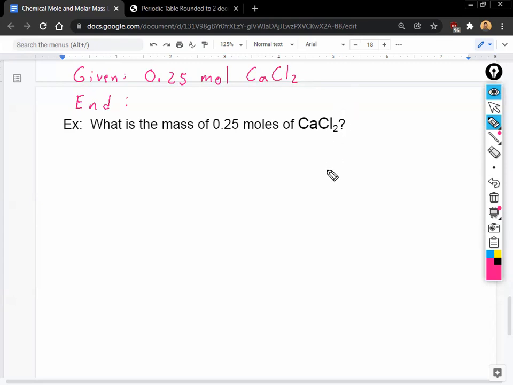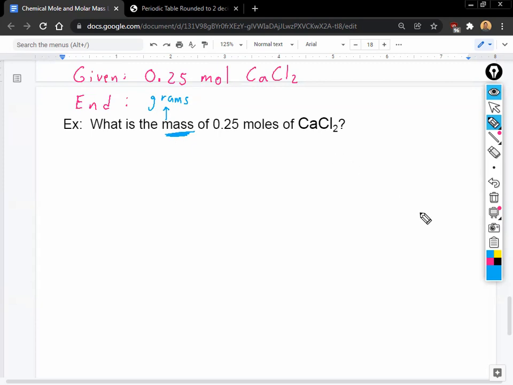Okay? All right, now we need to figure out what we're looking for. So the question is asking, what is the mass? So I'm trying to find mass. So if you guys ever see mass in chemistry, you're looking for grams. Okay, so make sure you jot that down as your ending point. You're starting with 0.25 moles. You want to find grams of that chemical, okay?